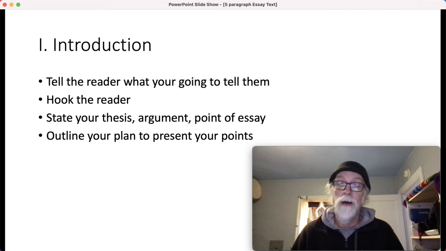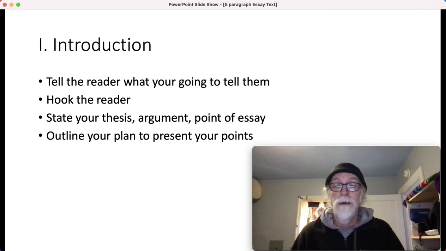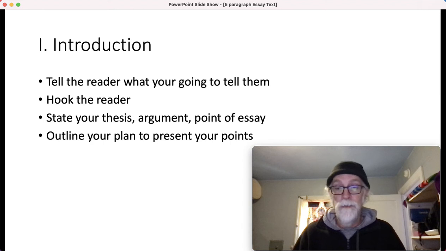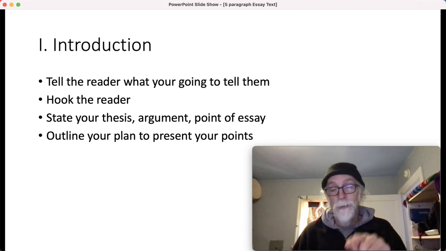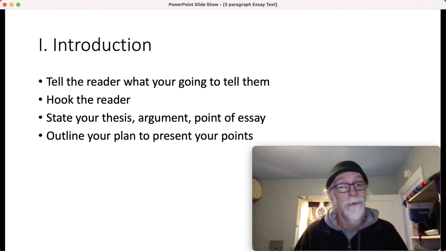The reader should not be able to get through your introduction and not know what your essay is going to be about. And for the formal essays, I should not be able to get through the first paragraph and not know what question you're answering. With a twist. I don't want you to say, I'm answering question number 3.